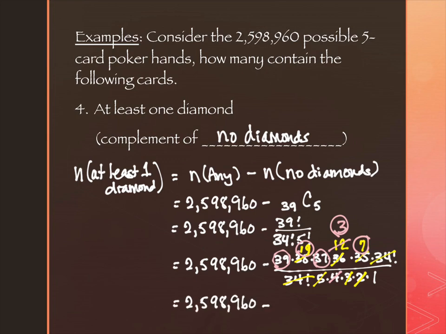And what do I get if I multiply all those together? 575,757. Oh, that's such a nice number.